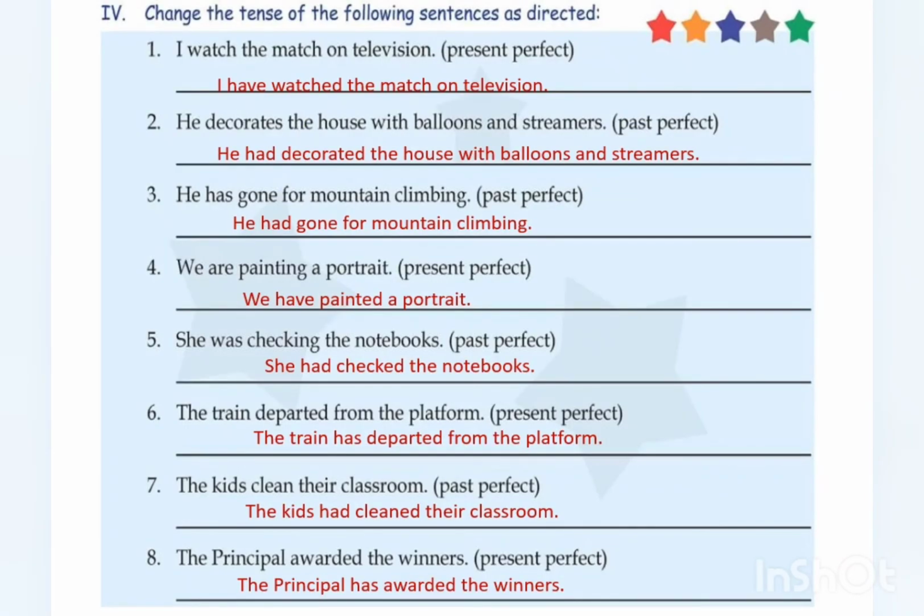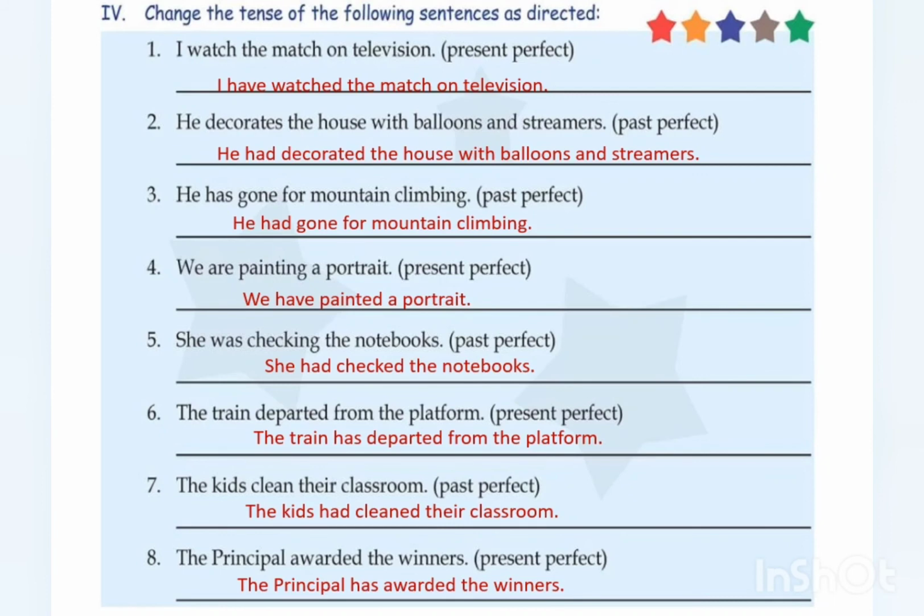Some more examples, children. Now this is a mixed exercise. You have some sentences in present perfect and some in past perfect. Okay, so we have to change the tense as directed. In bracket it is given, like the first sentence, I watched the match on television. You have to write it in present perfect tense. So I have watched the match on television. Remember, present perfect means have or has.